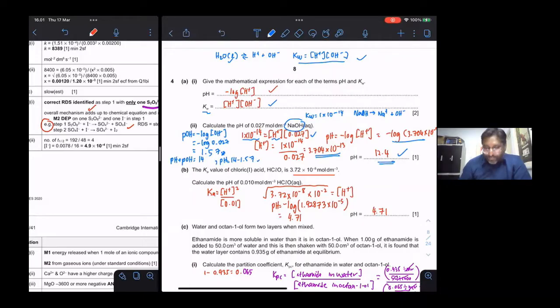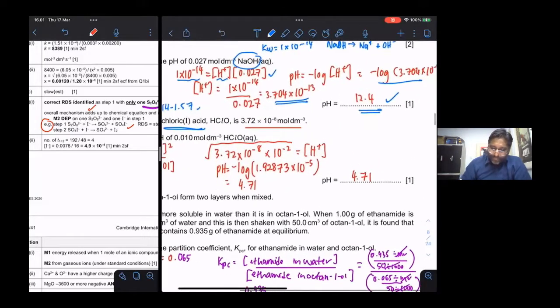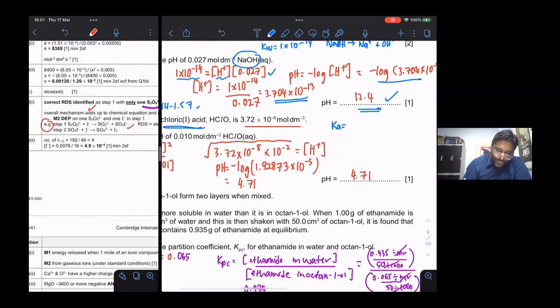Now, 3 significant figures. Now, the Ka value of chloric acid, this is going to be a weak acid. The moment you deal with a weak acid, you just know that in our syllabus we have this formula: Ka equals the concentration of H+ to the power of 2, divided by the concentration of HA.